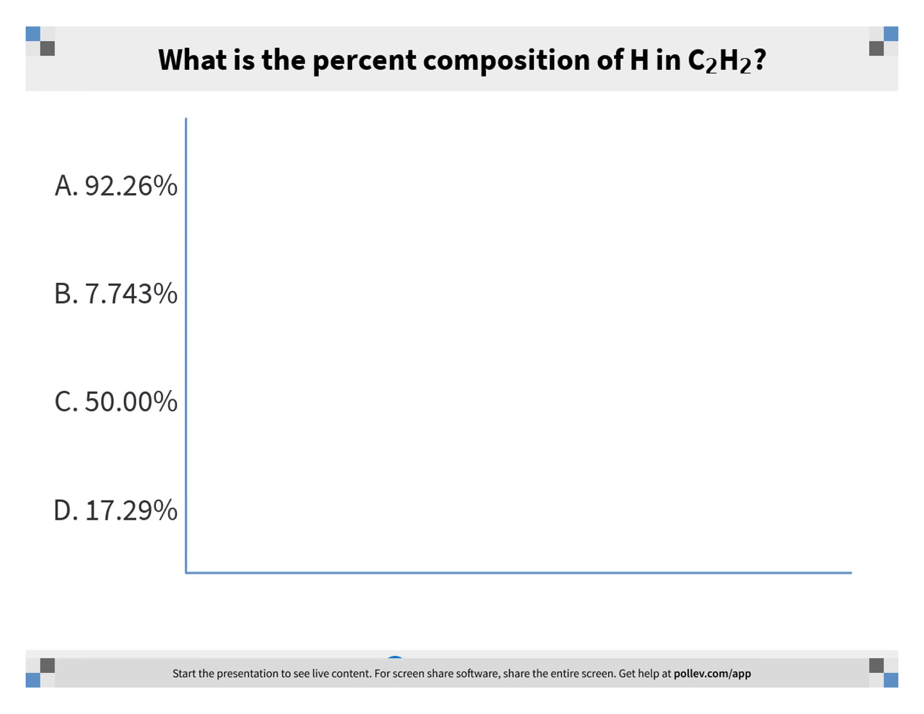The correct answer is B, 7.743%. Notice that we're not talking about numbers of atoms. By numbers of atoms, the hydrogen makes up 50% of the chemical formula. But by mass, which is what we're typically talking about with percent composition, hydrogen makes up only 7.743%. That's because hydrogen is lighter than carbon, so it is going to contribute less to the mass of the molecule.